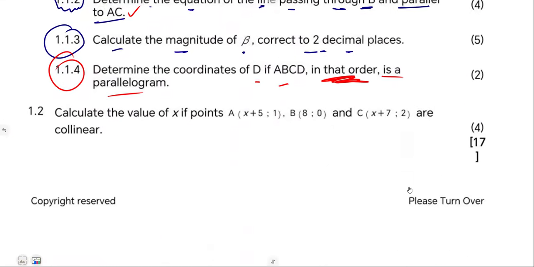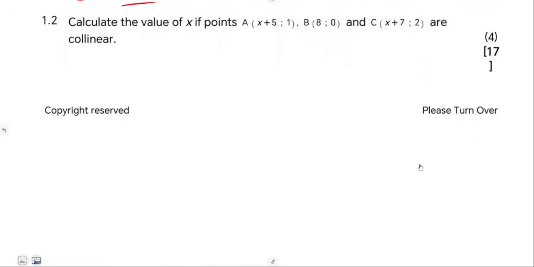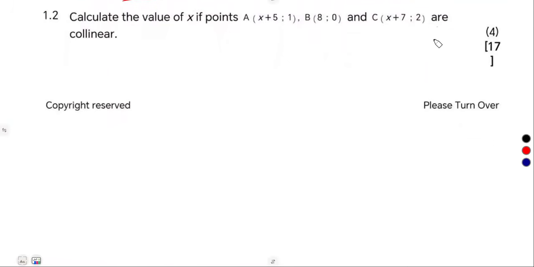All right. Then we are given on 1.3, calculate the value of x if these points that we are given are collinear on 1.2. So remember, collinear, it's all about the same gradient. Same gradient. So I can just use points. In this case, I can consider the two points A and B and the points B, C, whatever you want. So it follows that the gradient of AB is the same as the gradient of B to C.